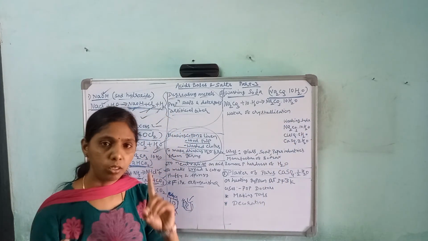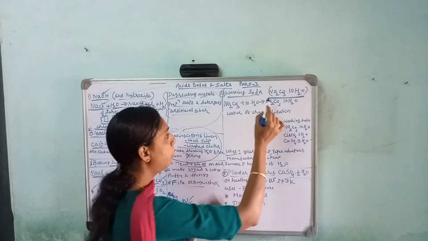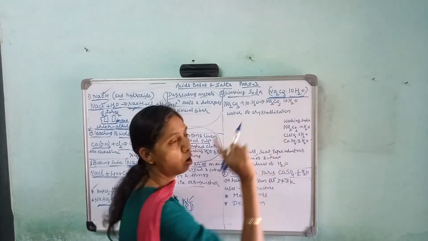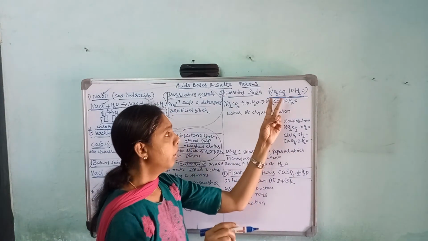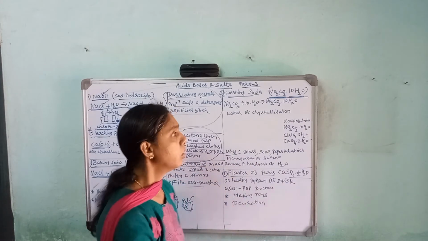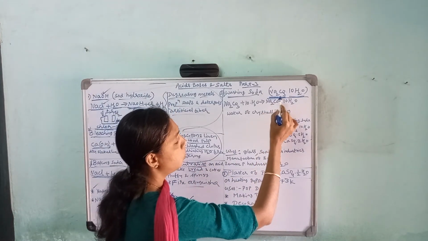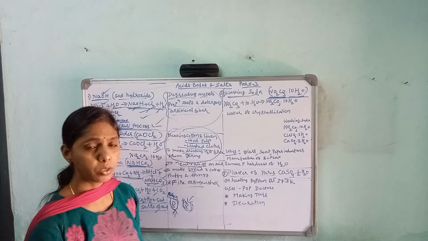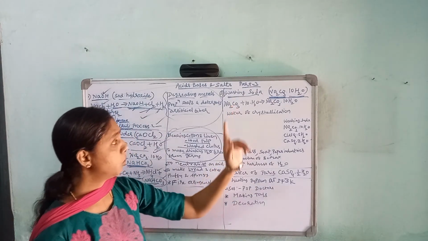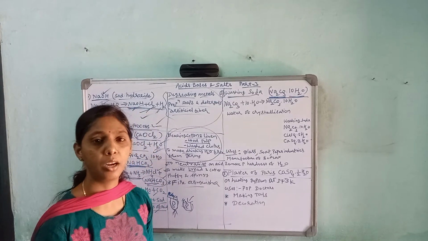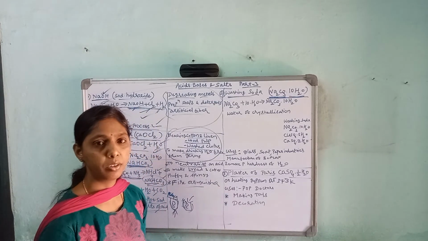It means one formula of Na2CO3 contains 10 molecules of water. Suppose for 2 Na2CO3, that means 20 H2O you have to write. So one formula of Na2CO3 contains 10 molecules of water. So this washing soda has the property of water of crystallization. What is water of crystallization?